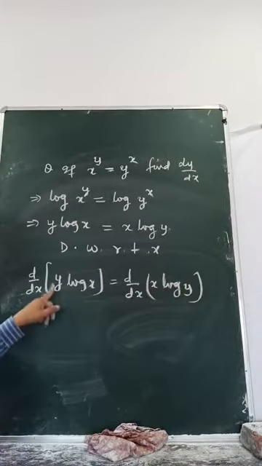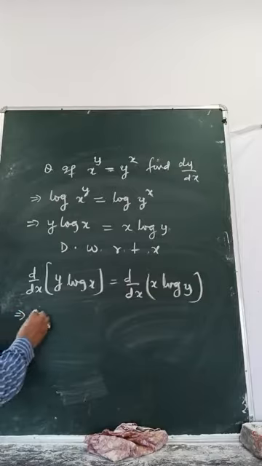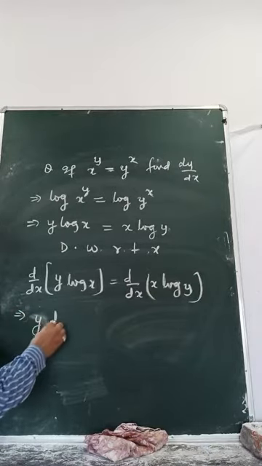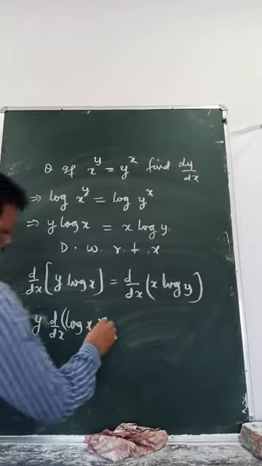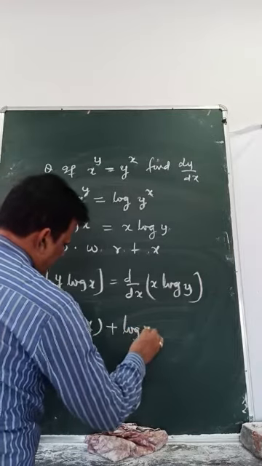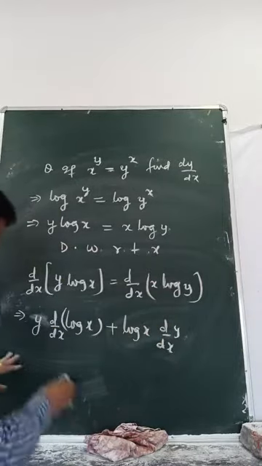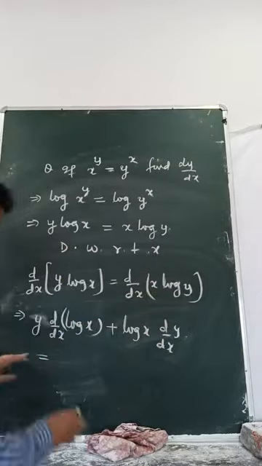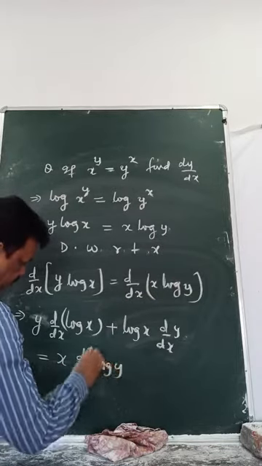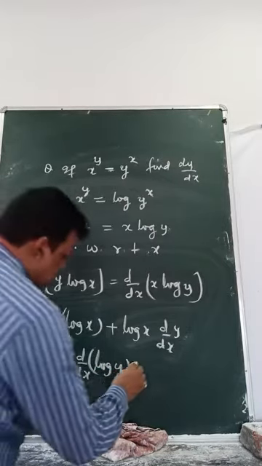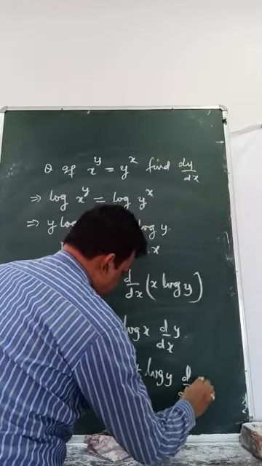Product rule again, y is a function, log x is a function. So product rule gives you first function into derivative of second plus second function into derivative of first. The first means y. Similarly, the right side: first function into derivative of second plus second function into derivative of first.